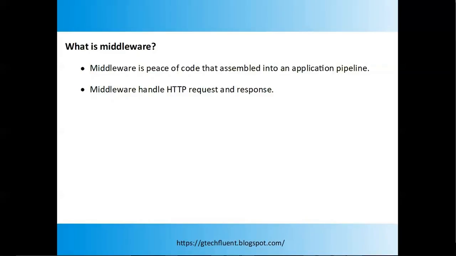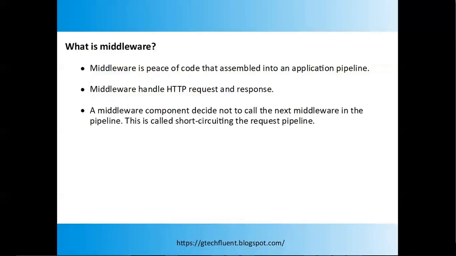A middleware component may handle the request and decide not to call the next middleware in the pipeline. This is called short circuiting the request pipeline. Short circuiting is often desirable because it avoids unnecessary work. For example, if the request is for a static file, like an image or a CSS file, the static file middleware can handle and serve that request and short circuit the rest of the pipeline. This means in our case, the static file middleware will not call the MVC middleware if the request is for a static file.